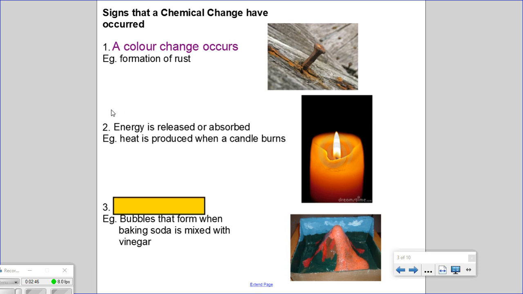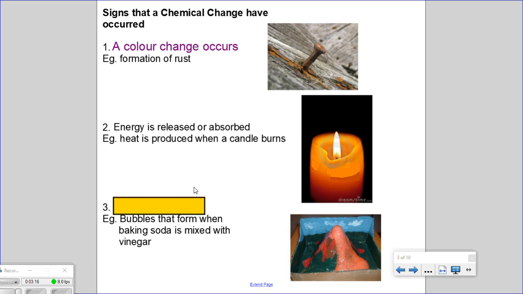Another sign that indicates that a chemical change has occurred is that energy is released or absorbed. For example, heat is produced when a candle burns. The candle itself burning, this light or energy being produced, that heat, is a sign that a chemical reaction is occurring. The wax that is melting around the candle indicates a change of state. So that is a physical change.